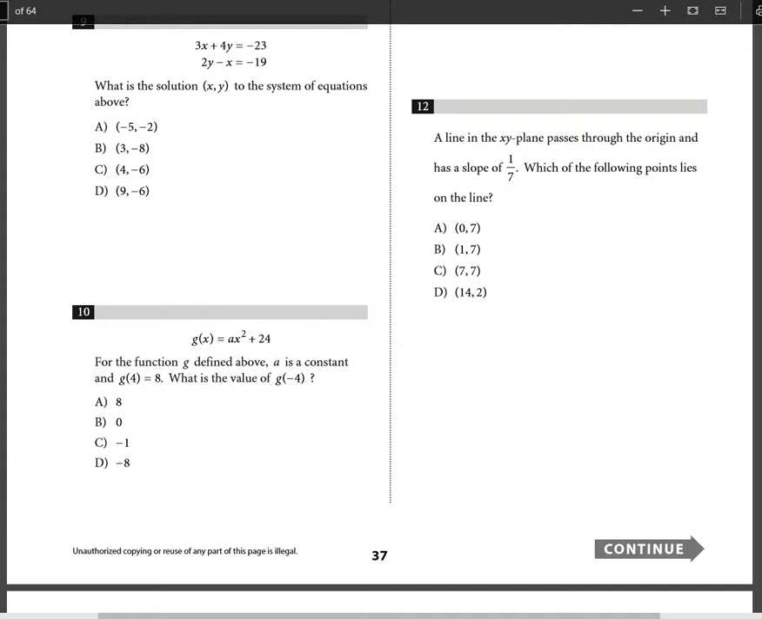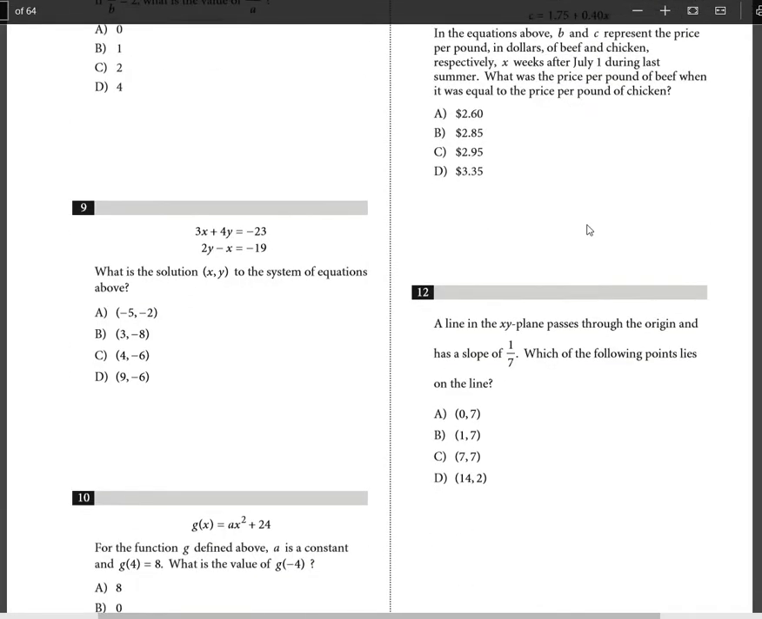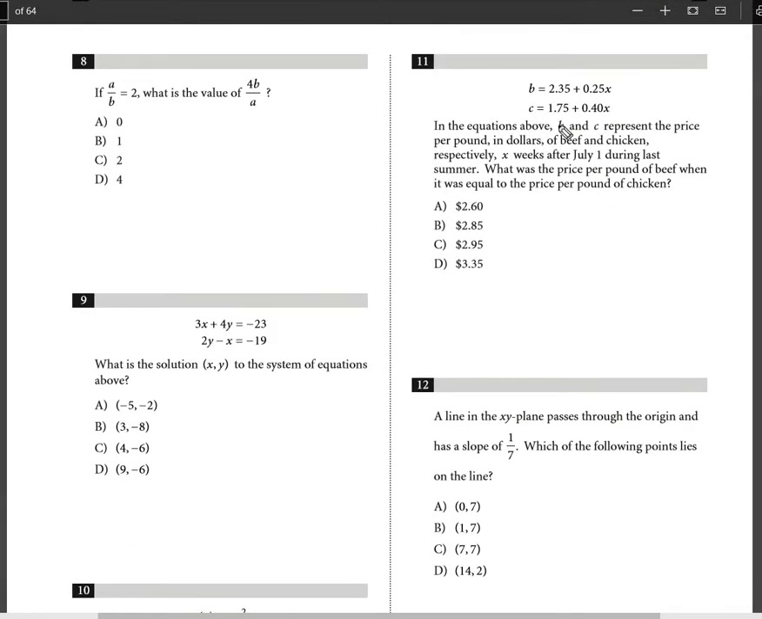Okay, moving on to the next one then. We have number 11. Two equations. B is equal to 2.35 plus 0.25x, and C is equal to 1.75 plus 0.40x. In the equation above, B and C represent the price per pound in dollars of beef and chicken, respectively, x weeks after July 1st during last summer. What was the price per pound of beef when it was equal to the price per pound of chicken? So you're looking for the price of beef when it was equal to the price of chicken.